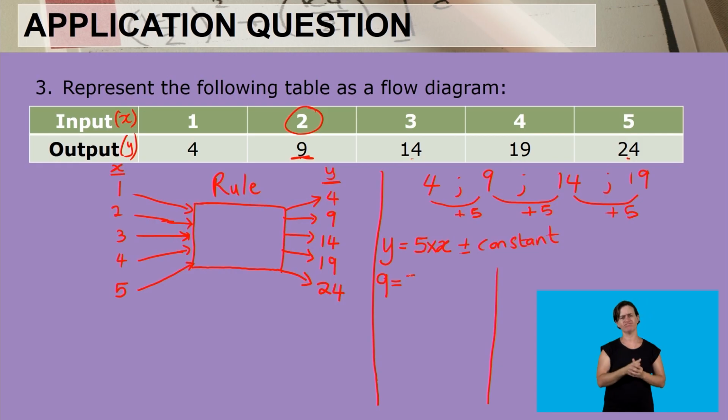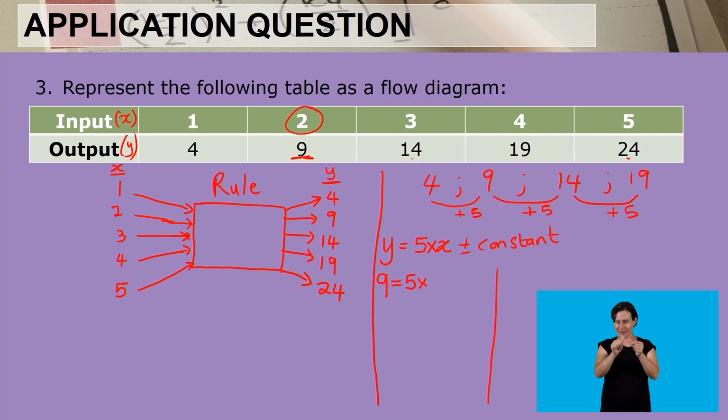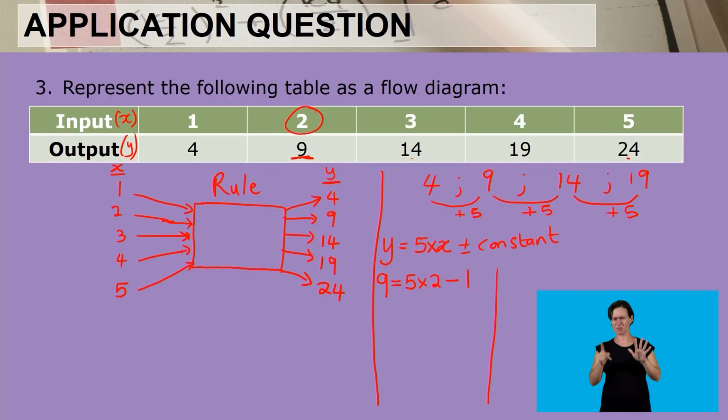And we know that the input value is going to be multiplied by 5. 5, remember, comes from that constant difference. So our input value here being 2, we know that 5 multiplied by 2 does not give us 9. And that's where we have to find that constant value that is added or subtracted. So 5 multiplied by 2 is 10, and from that 10 we are just going to subtract 1 to get to our 9.